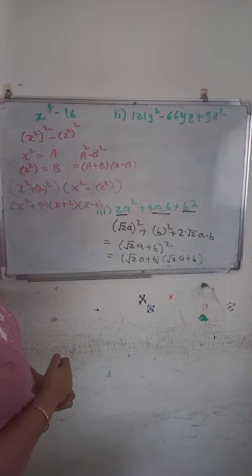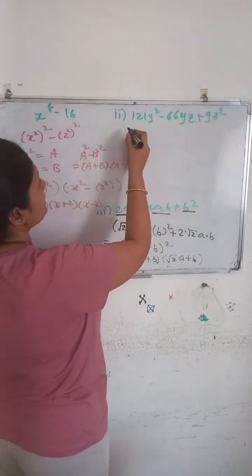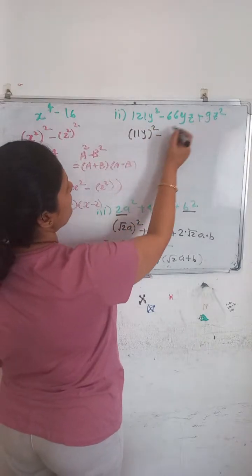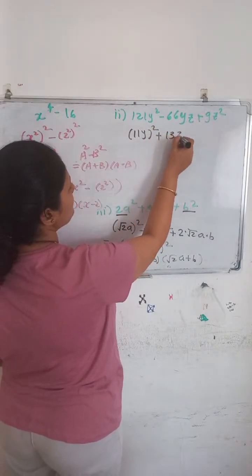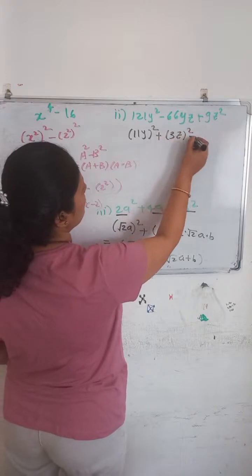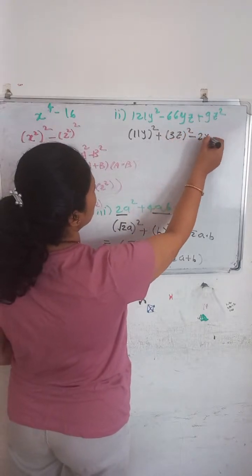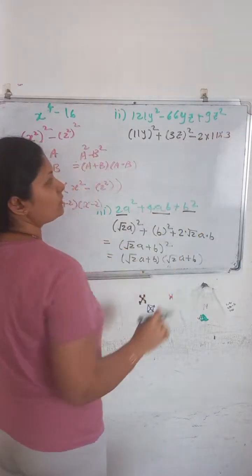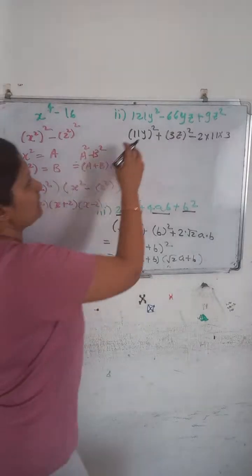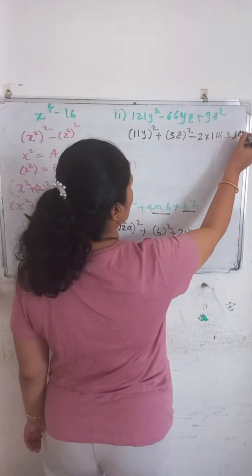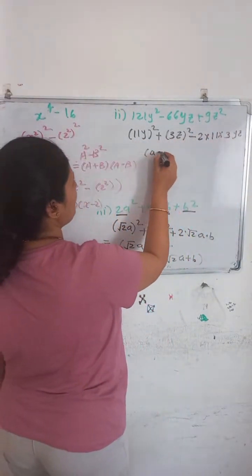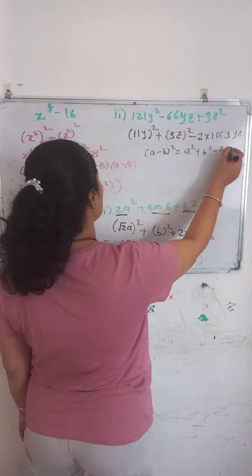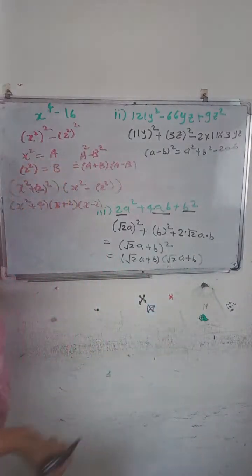So here, next one. 121 is the square root of 11y whole bracket square, and this I will write plus 3z whole bracket square, minus I will write 2 into 11 into 3. Okay, 3 2s are 6, 6 into 11 is 66, with y and z. So this is nothing but what? A minus b whole bracket square, a square plus b square minus 2ab.